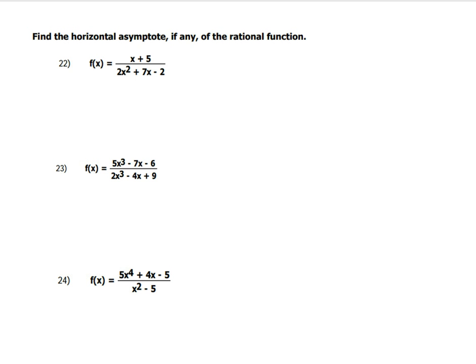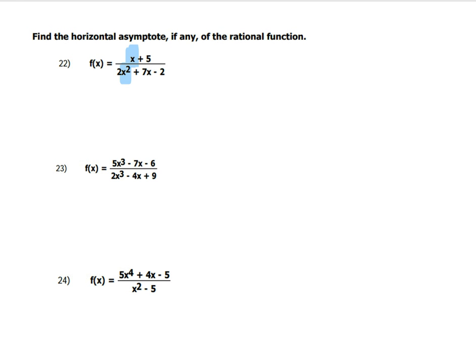Okay, 22, 23, and 24 all ask for the horizontal asymptotes. And this doesn't take very long if you remember. It has to do with the degrees. You have to compare the degree of the numerator with the degree of the denominator.